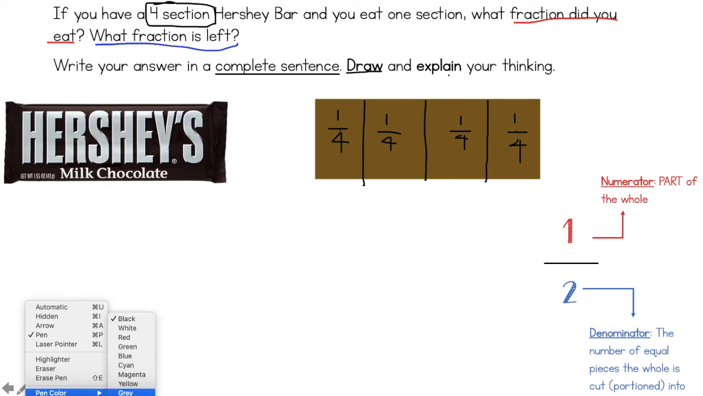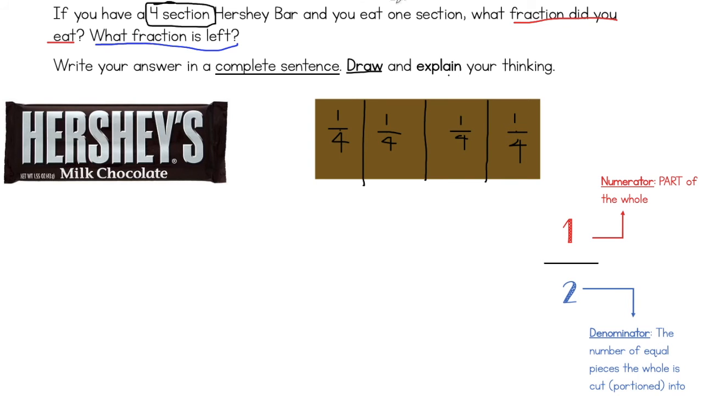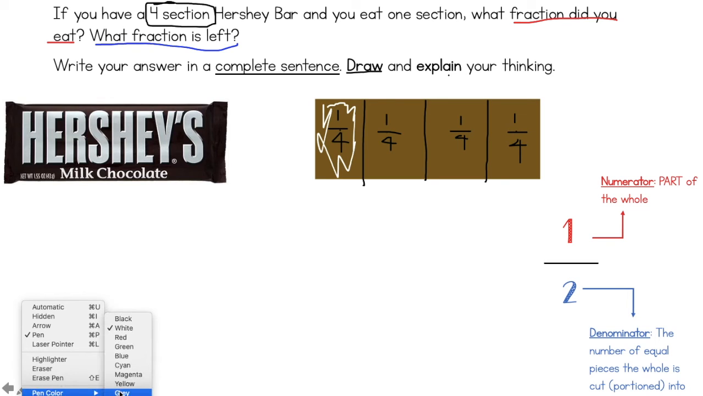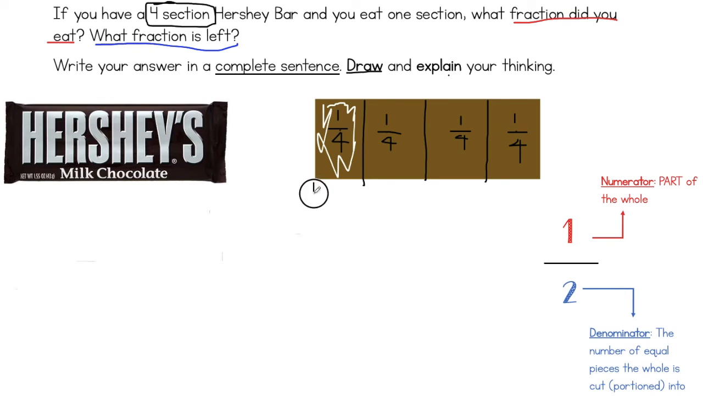Okay, let's go back to the question. It said, you eat 1 section. I'm going to color that section white. I ate 1 section. How much did I eat? Well, if I ate 1 section, I ate 1/4 of my Hershey bar.